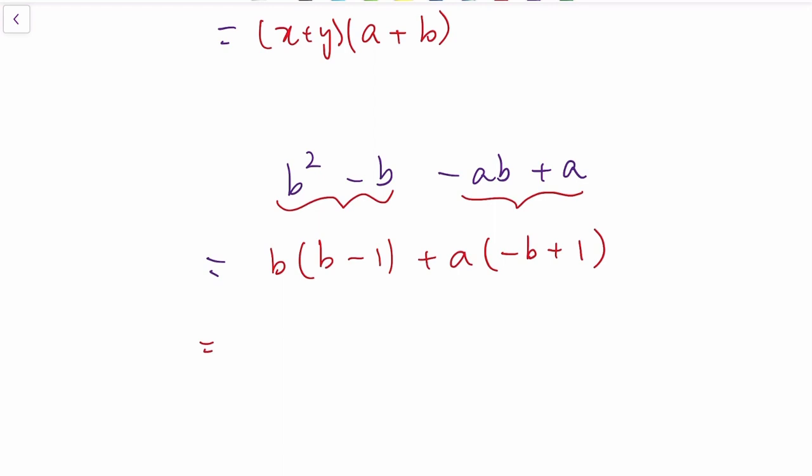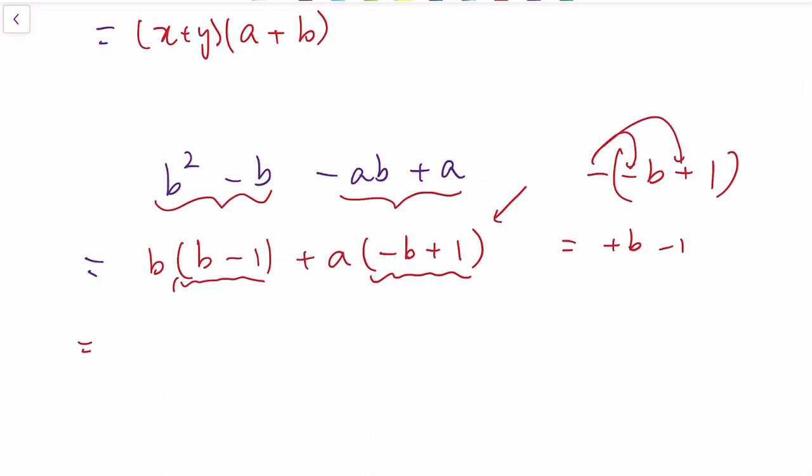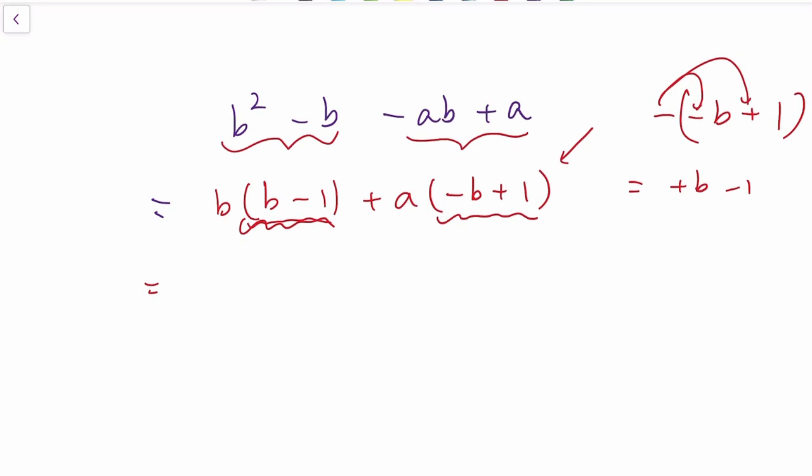Now this time we have a slight problem because this is b minus 1, but this is minus b plus 1. So they are kind of different, but they are not too different. They are actually the negative of each other, because if you have negative b plus 1, and you multiply it by a negative, then the negative goes in, it will be plus b minus 1. Then it will be the same as the other bracket. Okay? Now when this happens, what it means is you can also factor out a negative from the bracket.